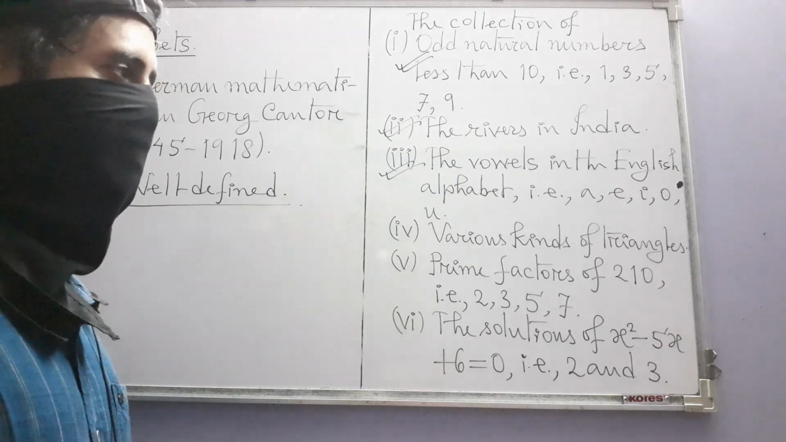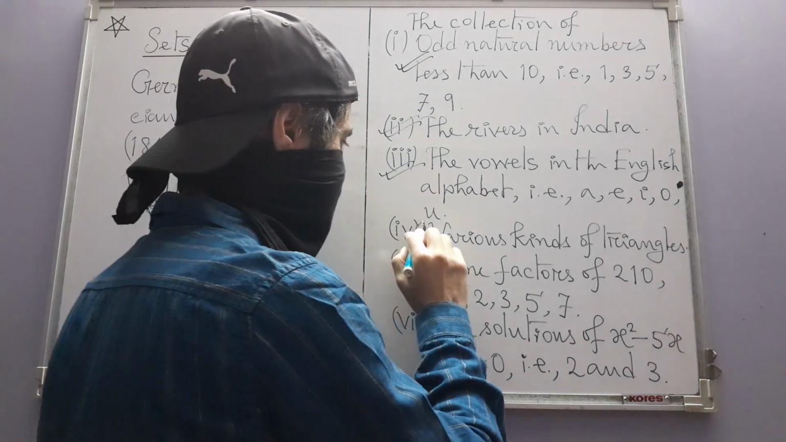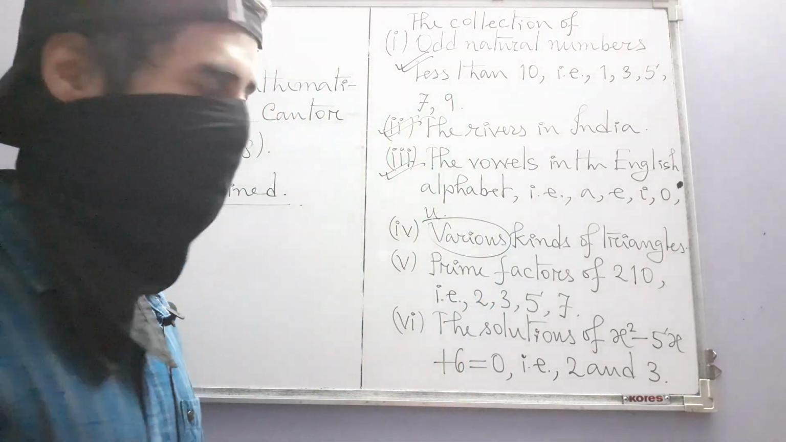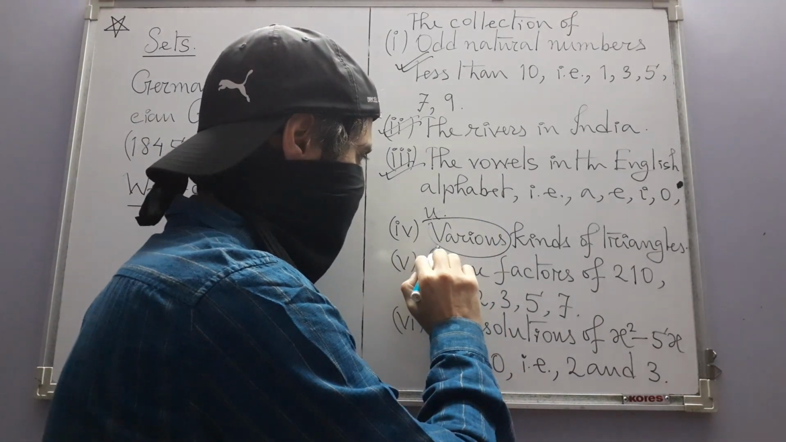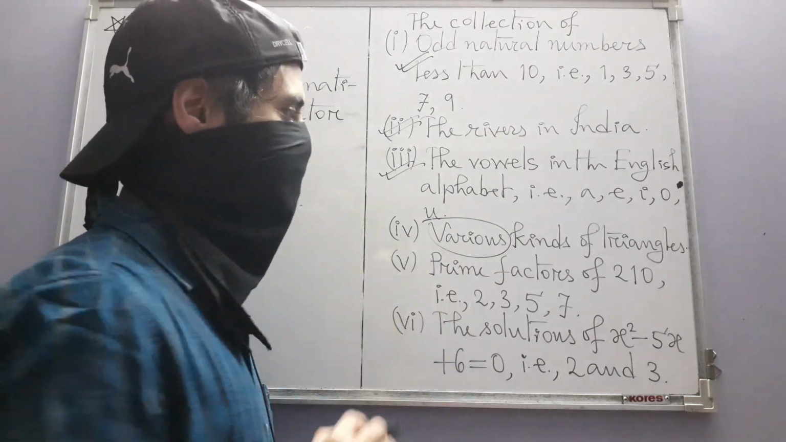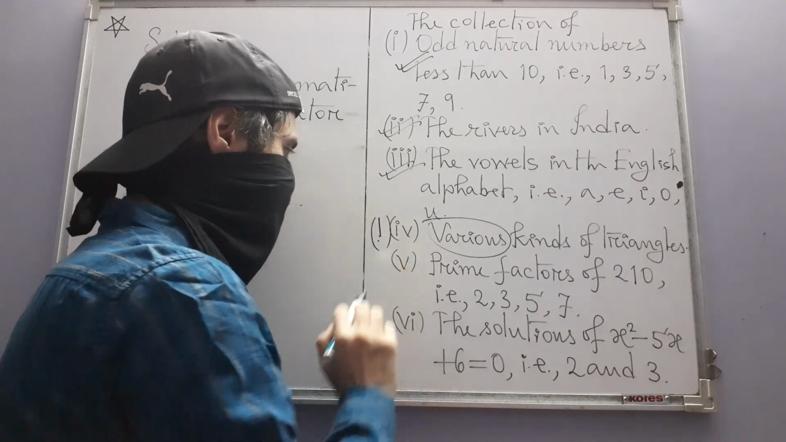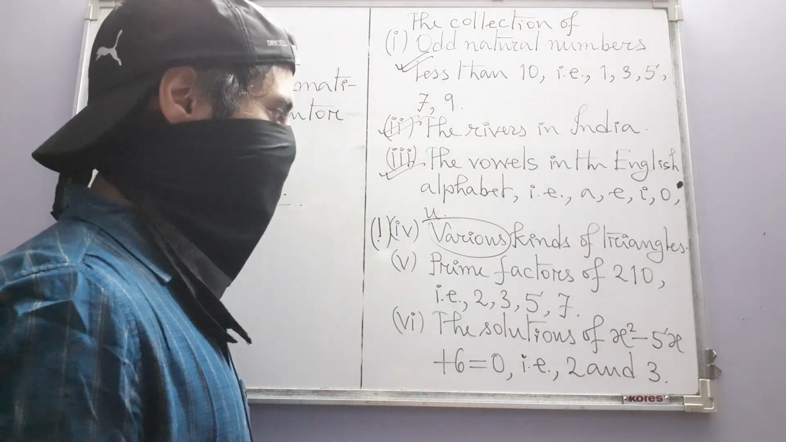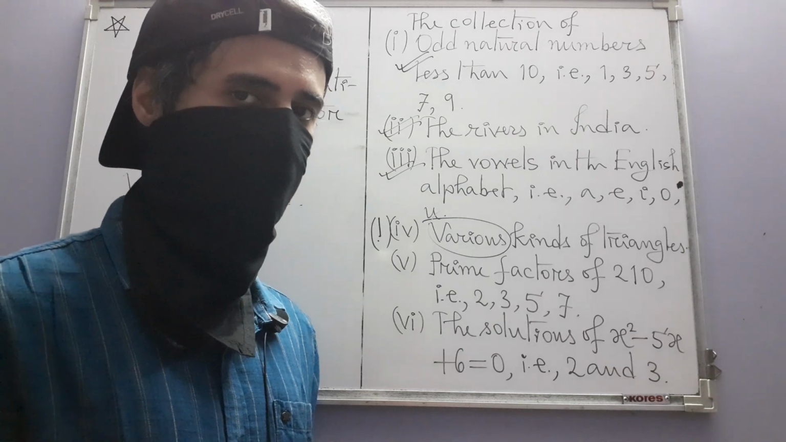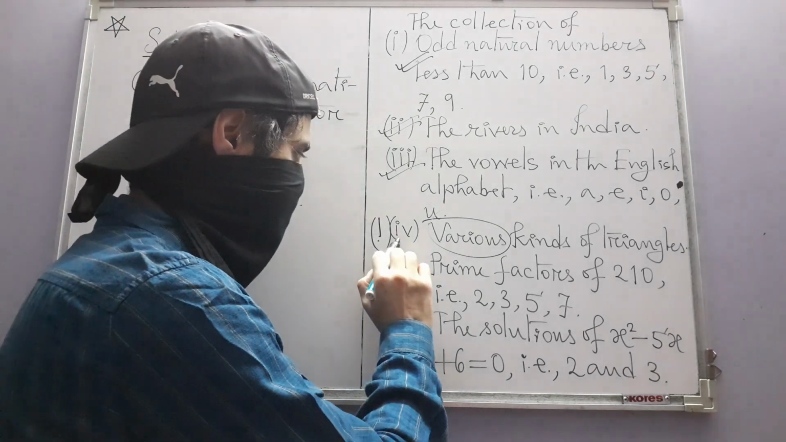The fourth one is a little doubtful. Okay, it's not said here that we have to consider all the types of triangles. It's given that simply various kinds of triangles have been taken, and that is the collection. So this one is a little doubtful. I don't think we should call it a well-defined collection. However, the text says that it's well-defined, but I'm not buying that. Okay, this is a little doubtful.